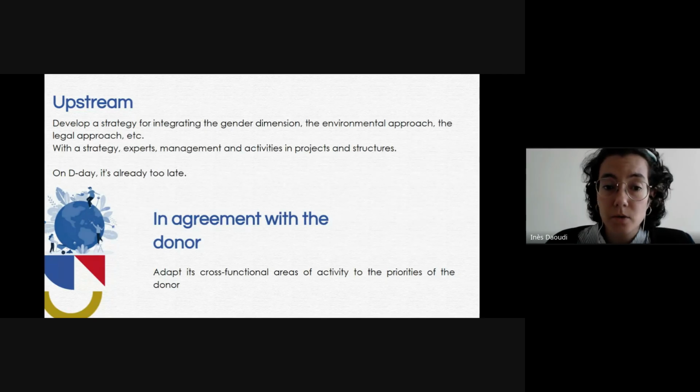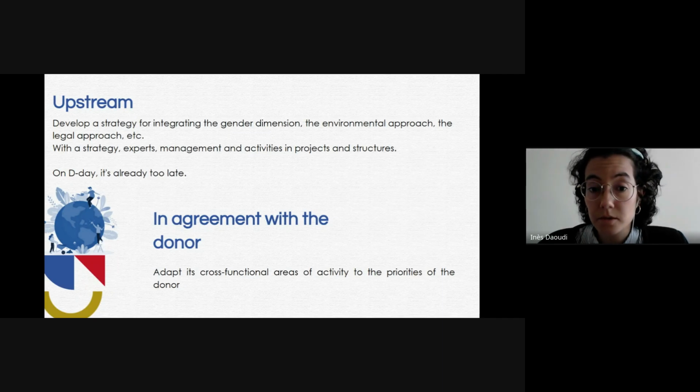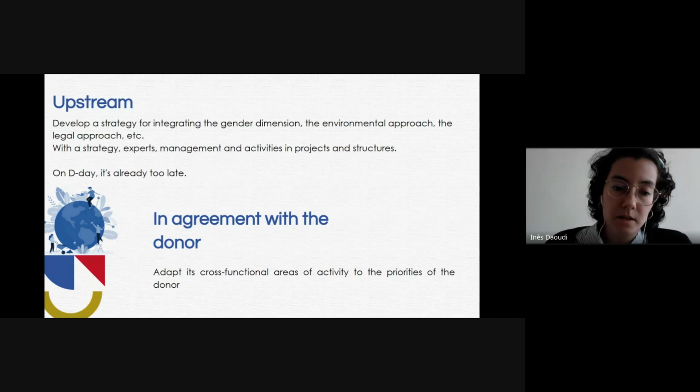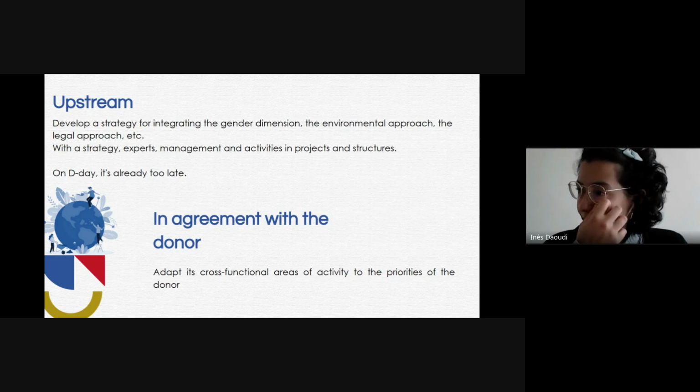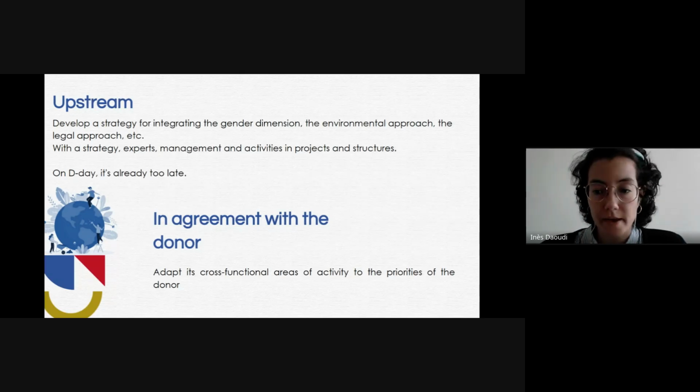Then you can also develop a strategy. So you can carry out a situational analysis to identify the specific issues. You can also define objectives and outcomes linked to the integration of cross-cutting issues, plan specific activities, allocate specific resources, establish specific indicators. I'm giving you lots of examples, of course. You don't have to include all of them, but some of them are very, very key to be sure that your project will be relevant.